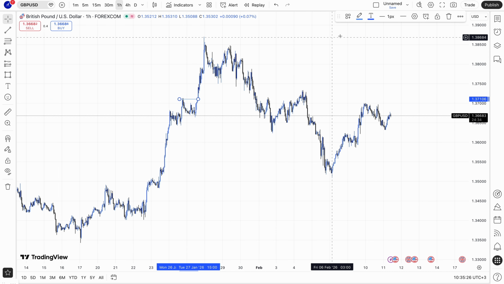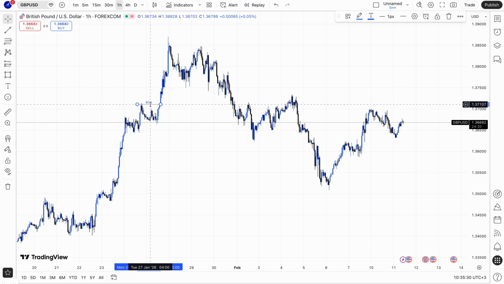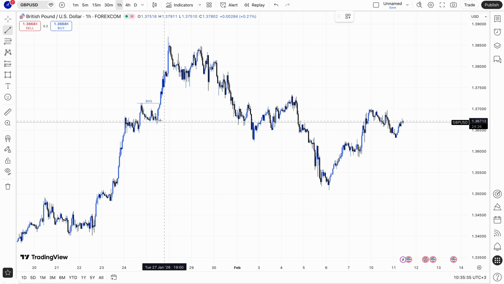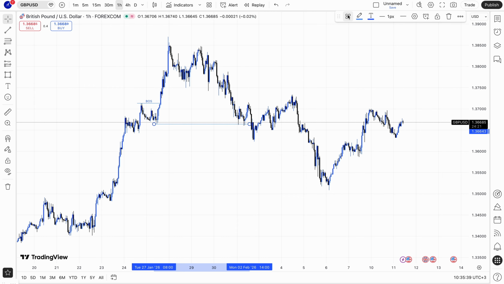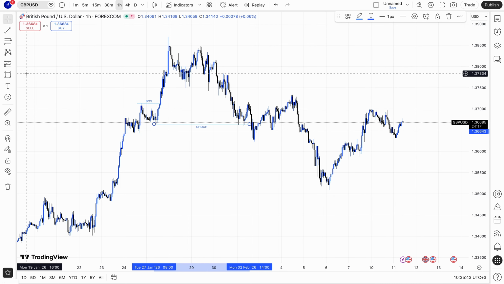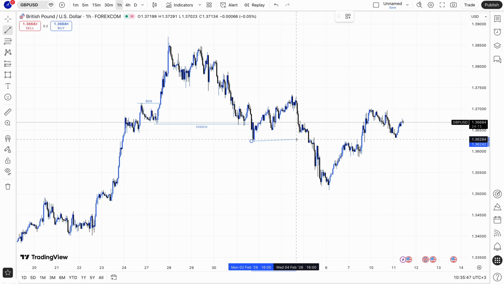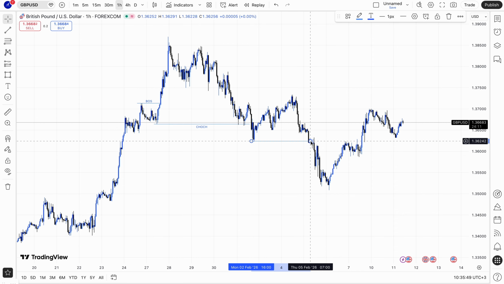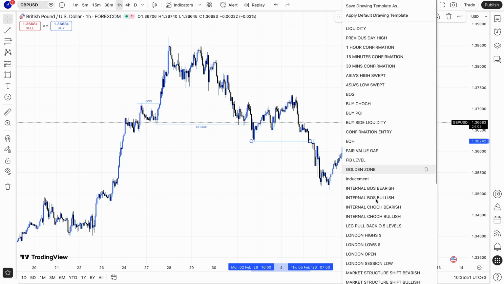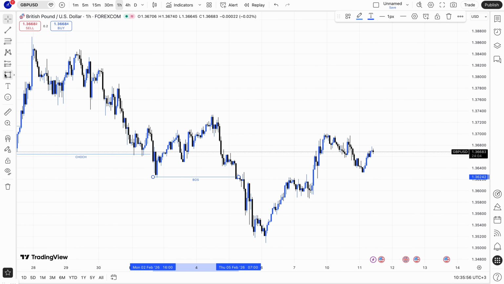You have to be very, very informed about fundamental analysis, right? Then you had a change of character to the downside, external structure. Then you had a break of structure to the downside.